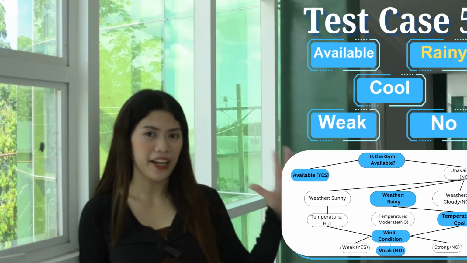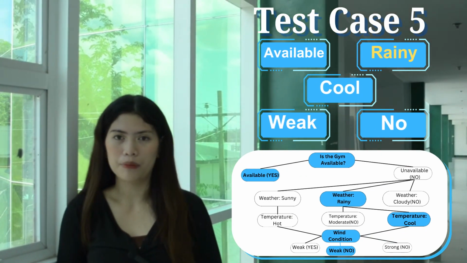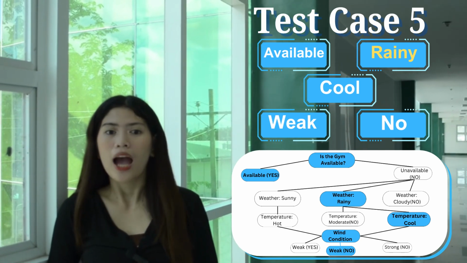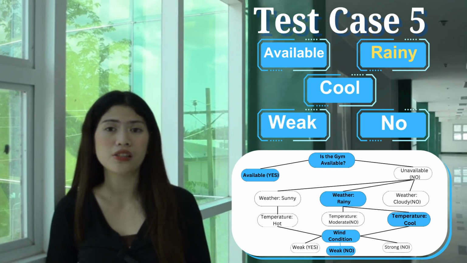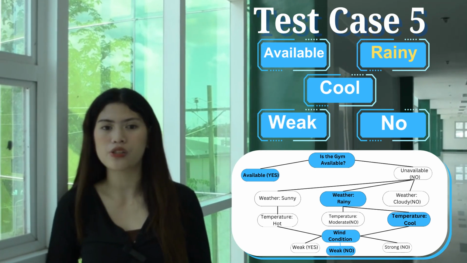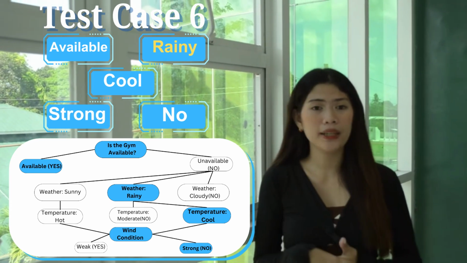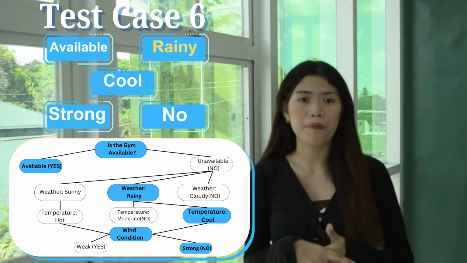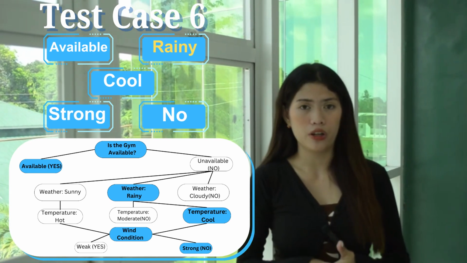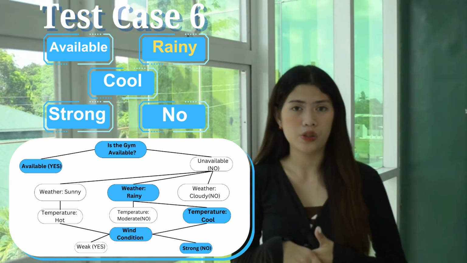Test case 5. The gym availability is available and the weather is rainy. The temperature is cool and the wind is weak, and the decision tree predicted that the decision is no. Test case 6. The gym availability is available and the weather is rainy. The temperature is cool and the wind is strong. The decision tree predicted that the decision is no.